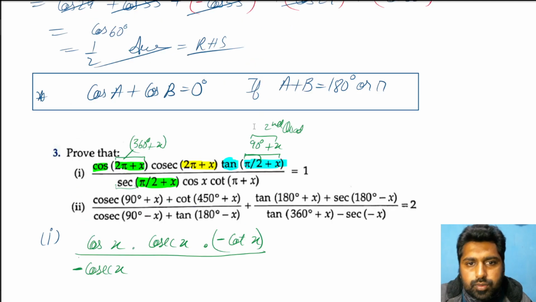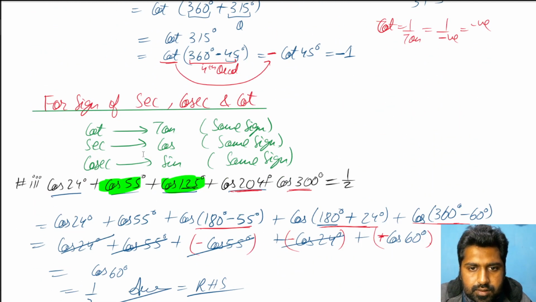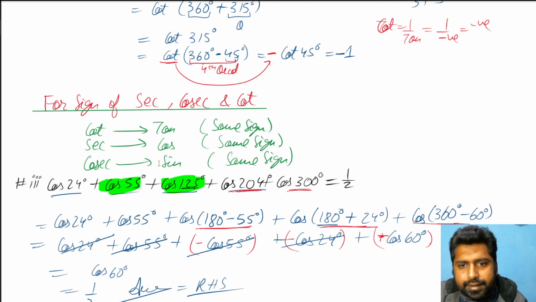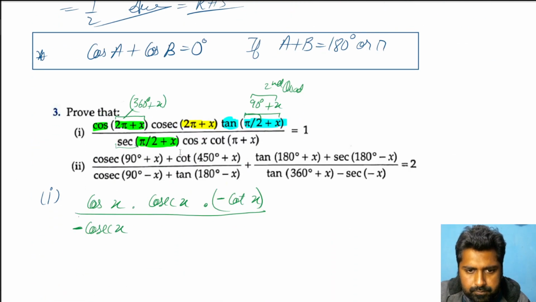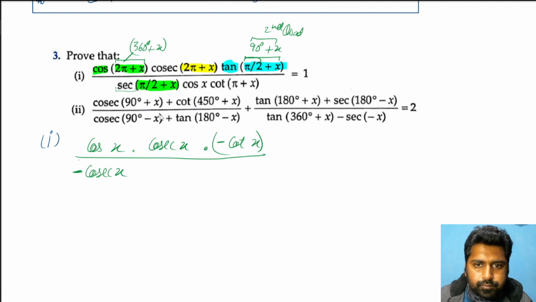I'm talking about this rule if you are getting confused. For second quadrant, cos is negative, so sec will also be negative. Okay. Then cos x is written, so let it be cos x. Pi plus x. Last.